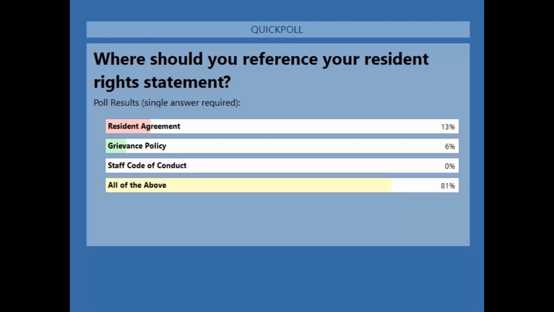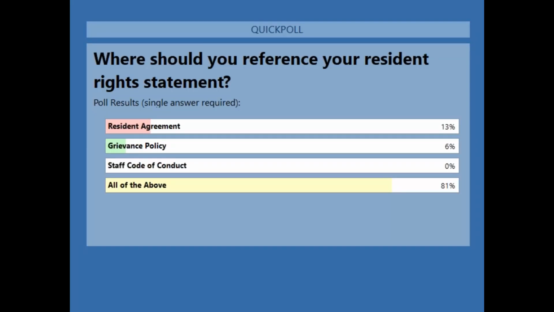So in your resident agreement, that's an agreement between you and your resident, you can reference the resident rights statement. Certainly your grievance policy. Residents file grievances when they feel like their rights have been violated, so you want to reference the statement of residents' rights there. And certainly your staff code of conduct, especially for our level 3 organizations. Staff have a role in making sure that resident rights are respected, and so having a place in the staff code of conduct where staff agree to uphold those rights of the residents is important.